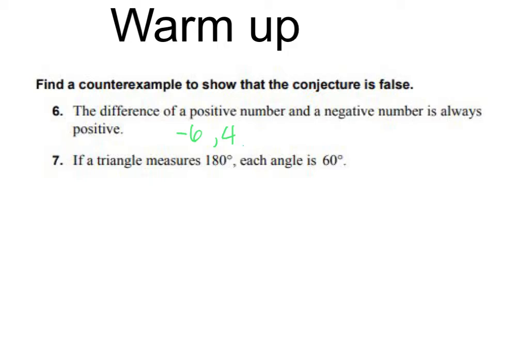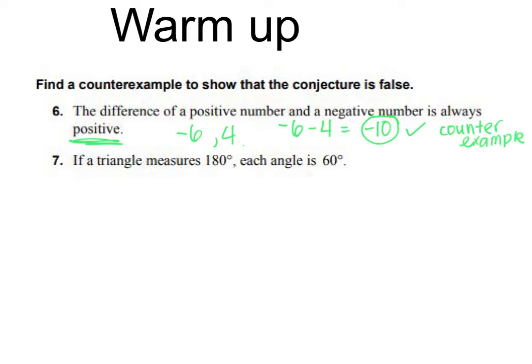So if we did -6 minus 4, this is going to give us -10, and this proves that the conjecture is false because it's not a positive number. It was -10, okay? So this is a counterexample.